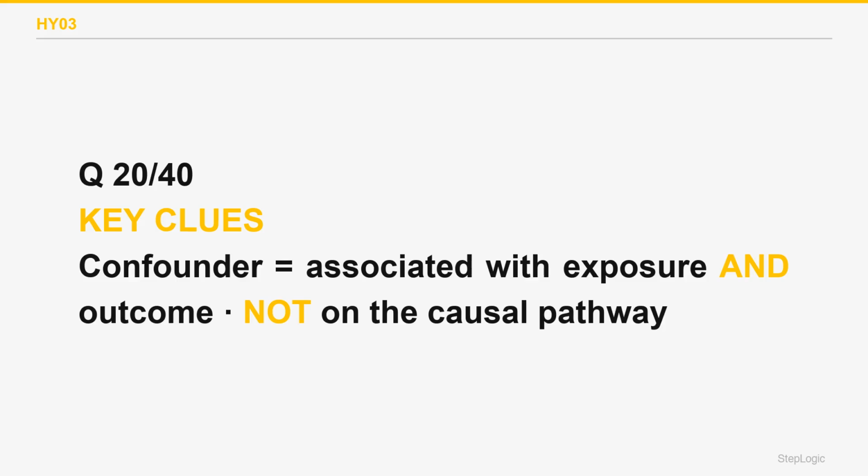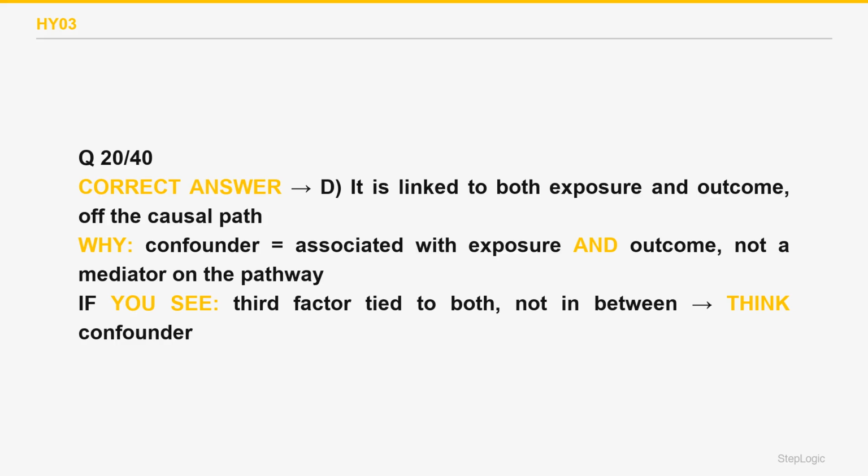A confounder must be associated with both the exposure and the outcome, and must not lie on the causal pathway between them. Smoking fits. It is linked to coffee drinking and independently causes lung cancer, but it is not a step from coffee to cancer. That is what lets it create a false coffee cancer association. The correct answer is D.